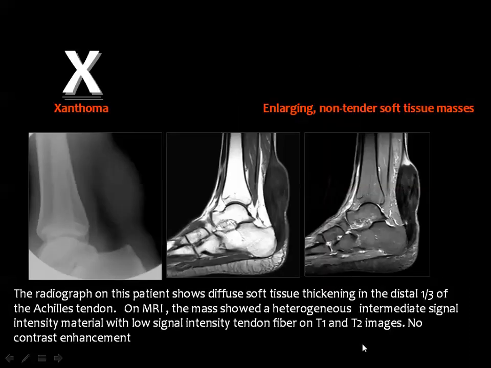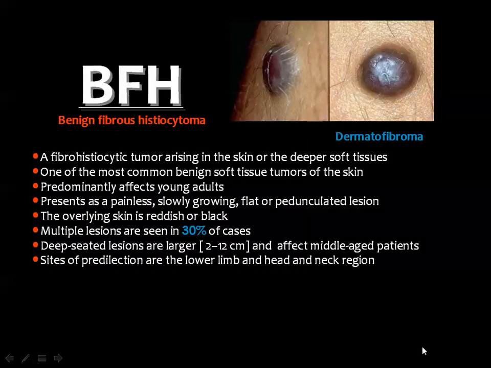And this is another example by plain X-ray. You see the shadow of the Achilles tendon is very big. The T1 and the T2 or STIR images show the Achilles tendon is severely enlarged. And this should not be diagnosed as tendinosis or tendon degeneration, because this is a huge lesion, not just a fusiform enlargement of the tendon.